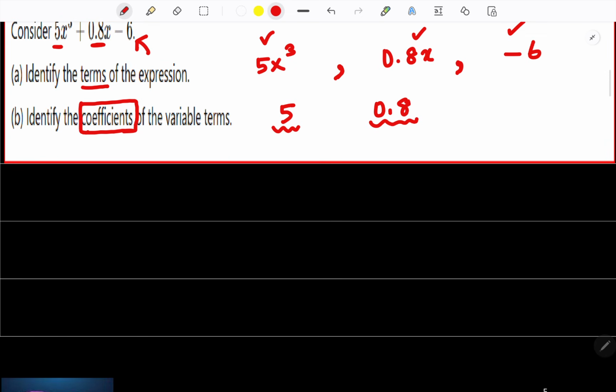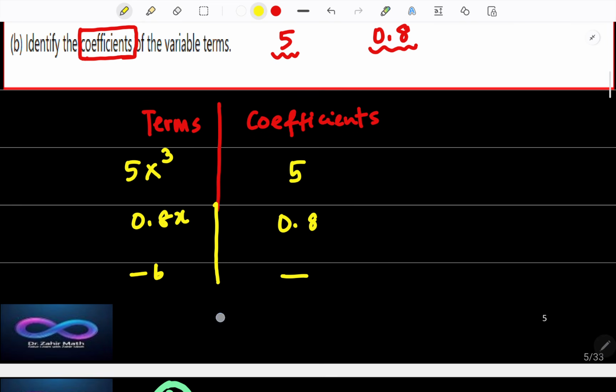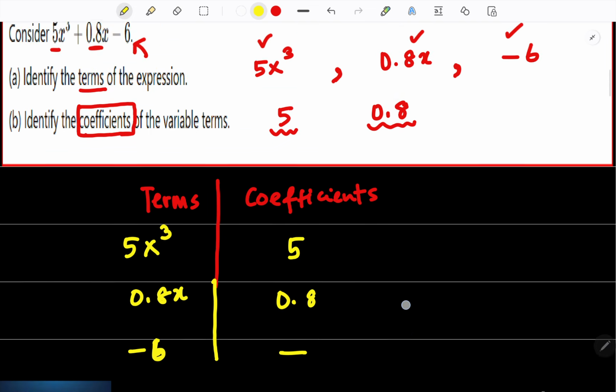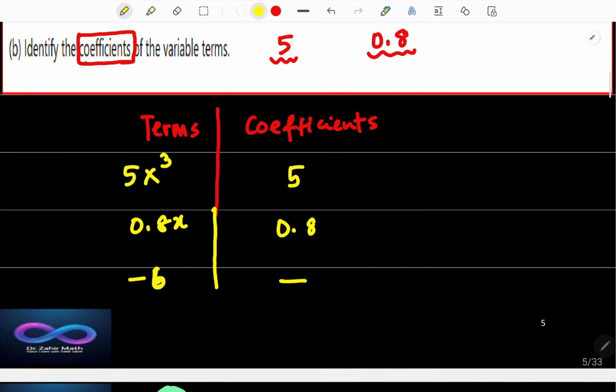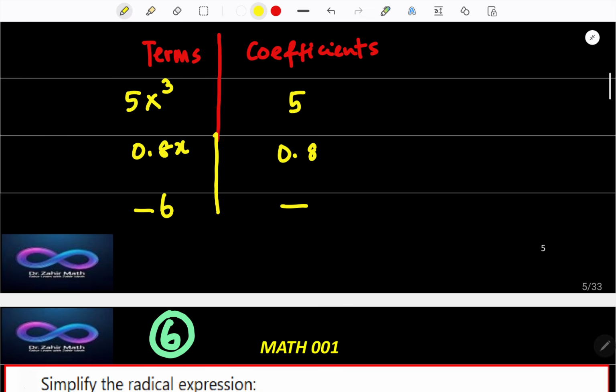Keep in your mind. Or in an easy way you write like this. 5x cube 1 by 1, 0.8x and negative 6. This is called terms. This is called what? Terms. Let me write in a proper manner. So terms and then coefficients. Suppose you have a confusion, always use a table model. What is terms? 5x cube, 0.8x and negative 6. What is coefficient? 5 and 0.8. There is nothing here because this is a constant term. There is no x here. Negative 6. Is it okay? 6 is clear? Right. Let me write in a proper manner. Sorry. This is negative 6.